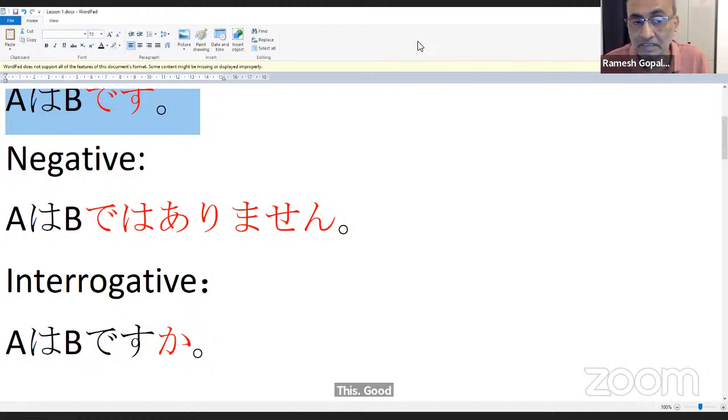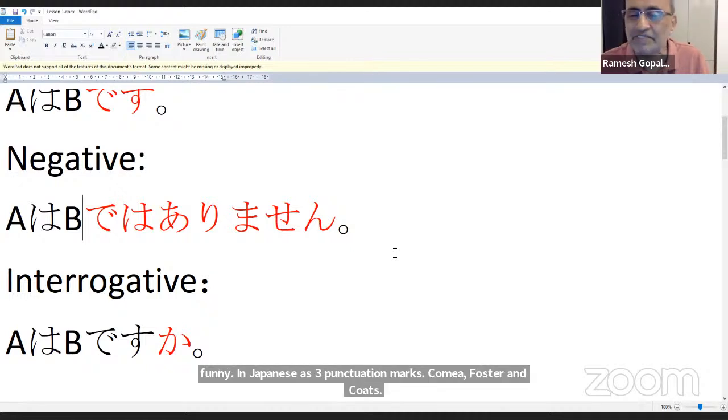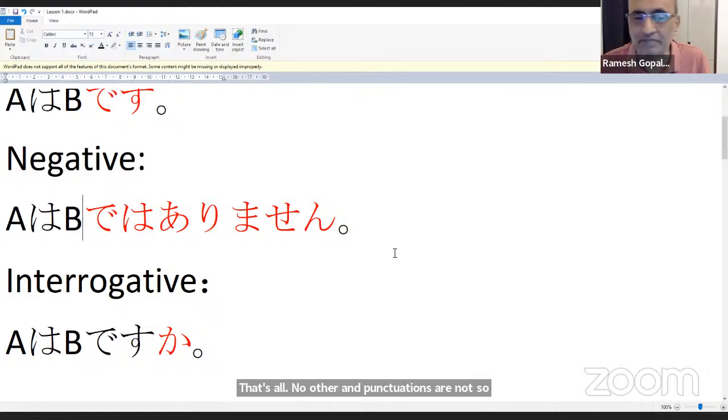After completing that sentence, that small round, is it like a period or full stop? Full stop. Japanese has three punctuation marks: comma, full stop, and quotes. That's all. No other. And punctuations are not so important, except full stop. The comma is not important. You can put it, but it's not really important. As if you don't have spaces in sentences. No space also. There are so many things which are not there in Japanese, which will make you happy.